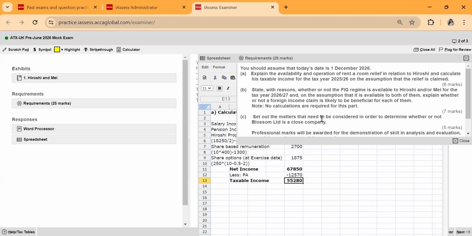Now the B part of the question: state with reasons whether or not the FIG scheme is available to Hiroshi or May or both of them for the tax year 26-27, and on the assumption it is available to both of them, explain whether or not a foreign income claim is likely to be beneficial for each of them. Here it says no calculations are required for this part. So don't do calculations. Theoretically, we have to discuss whether it is going to be beneficial for them or not.